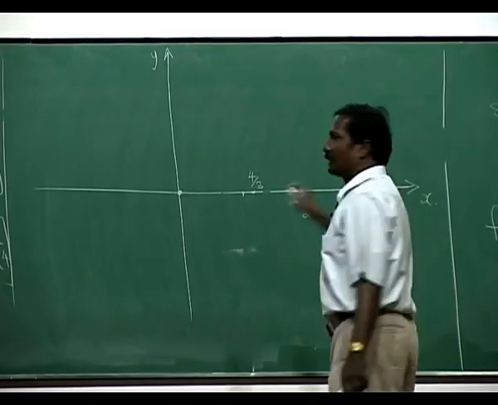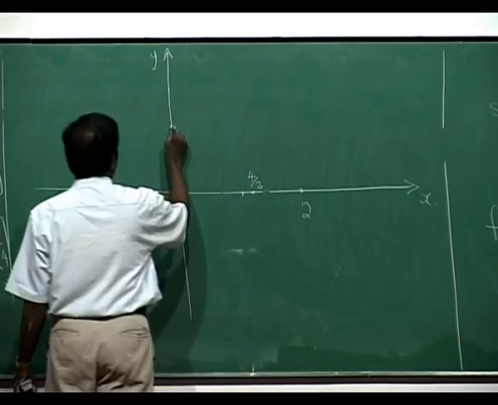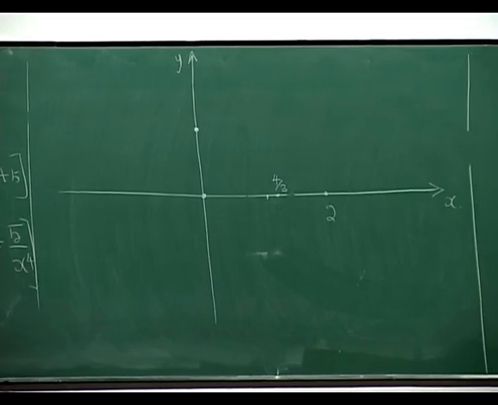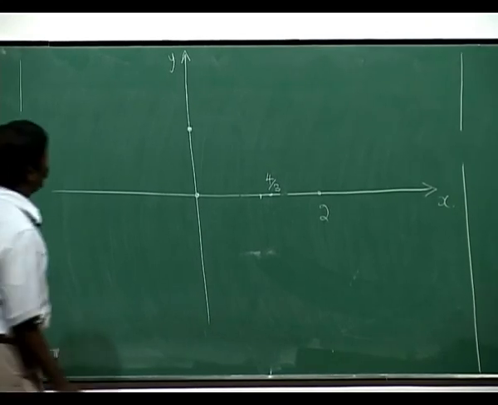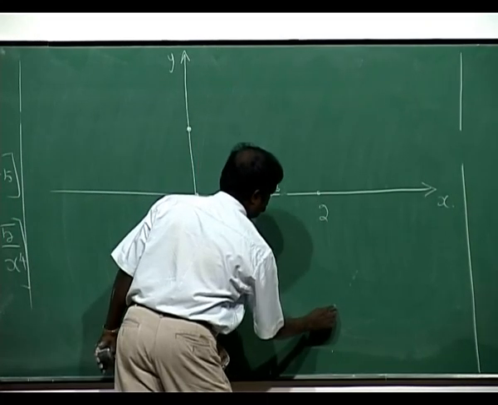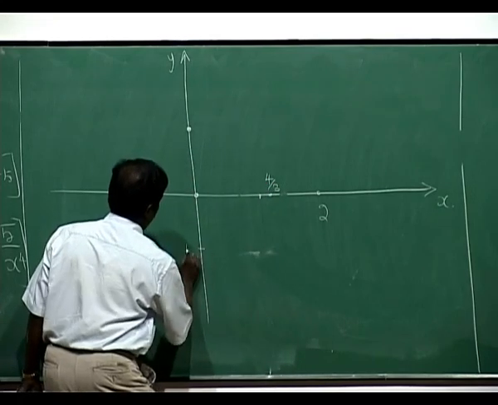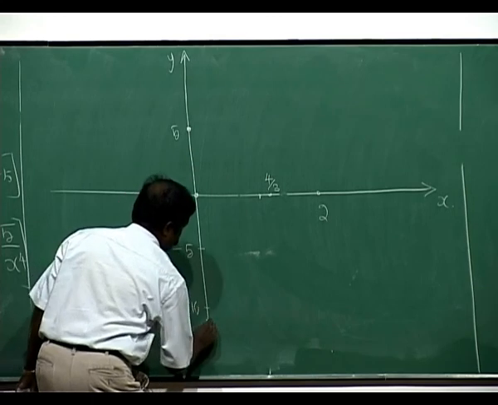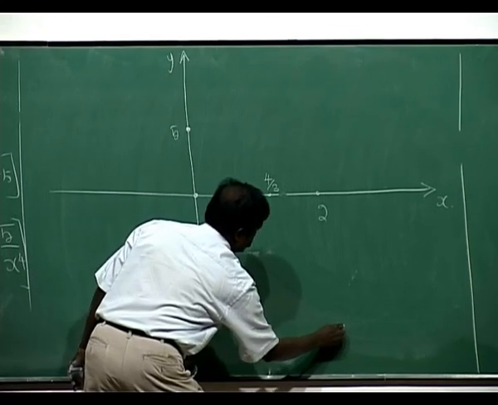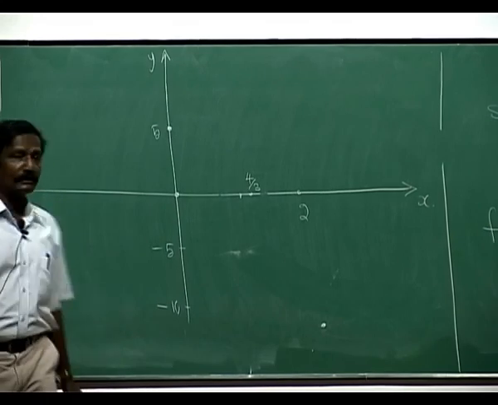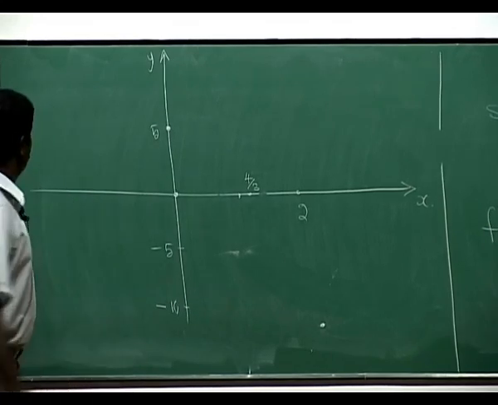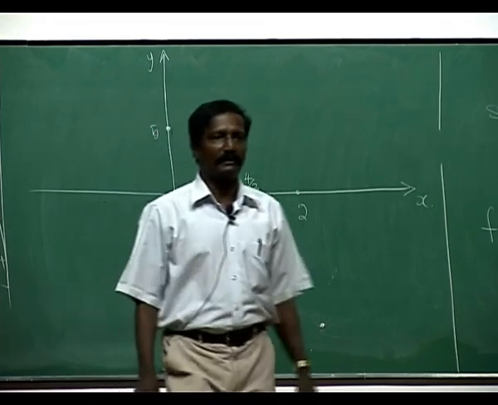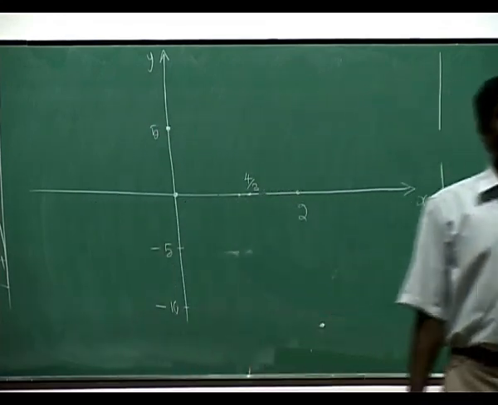Okay, now let's label all these points. At 0 it was 5, right? So this is one point. At 2 it was minus 11. So this is 5, negative 5. This is 10. So negative 11 is this. Okay. At 4/3, please calculate. It's a fractional calculation, but I'm sure we can do that.